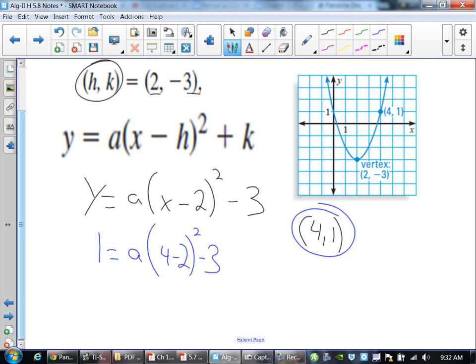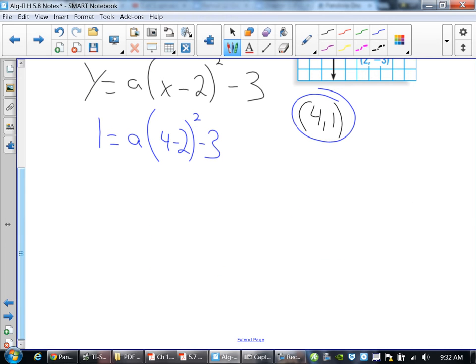So let's see here. What's 4 minus 2? 2. What's 2 squared? 4. So right now we have the equation 1 equals 4a minus 3. You have to put the a under the, because we're solving for a. It'll be given to you. They'll give you a vertex and a point.